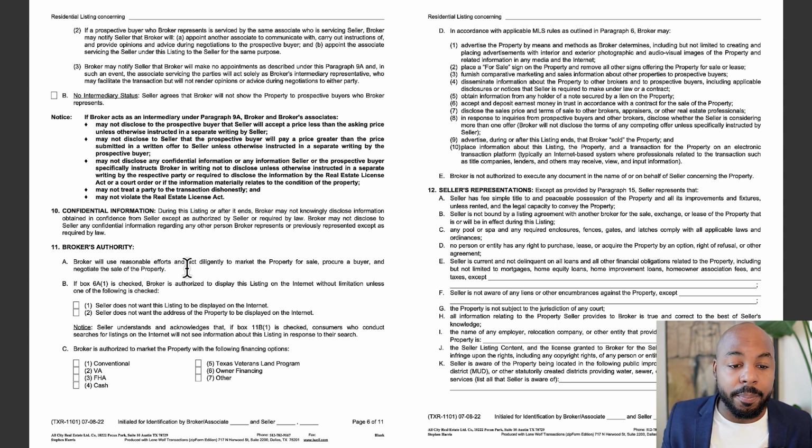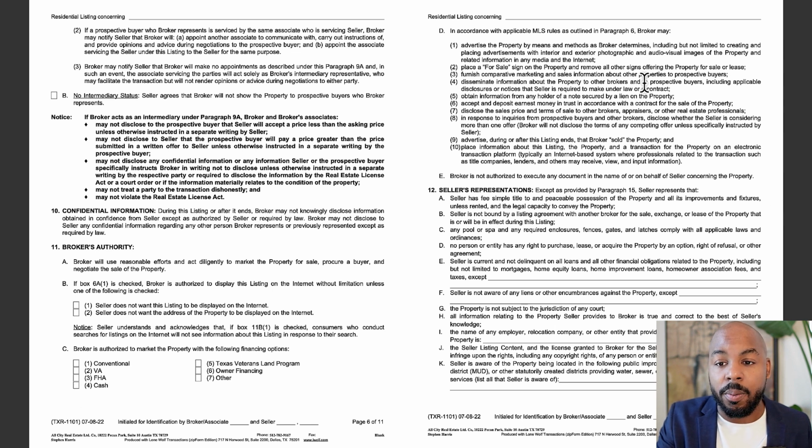And broker's authority: broker will use reasonable efforts and act diligently to market the property for sale and procure a buyer, all right? It just means we're going to do our jobs and do it to the best of our ability. If you want me to check on section B1 and you don't want us to display this on the internet, just let us know. Most homes sell on the internet, so you're probably going to want to do that. And number C, this is going to say what type of loans we're going to be marketing for. Now, this all depends on your property. Not every property is eligible for every type of loan, but you will see the types of loans that your specific property is eligible for checked here.